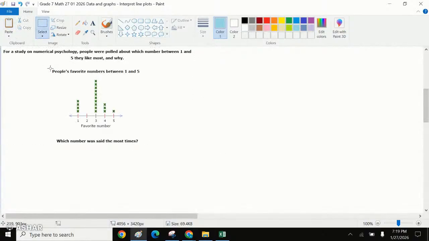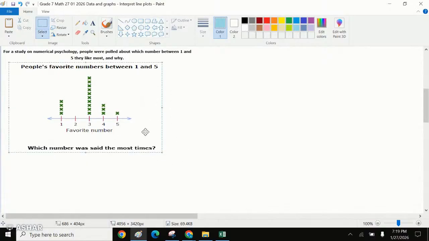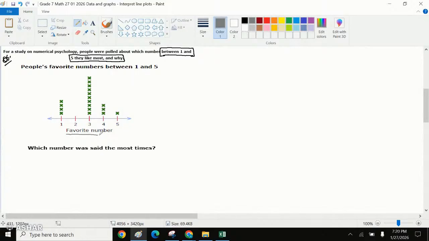And the question says, for a study on numerical psychology, people were asked about which number between 1 and 5 they like the most and why. Okay, so the people are just trying to choose the favorite number. So what are the categories for the favorite number? Between 1 and 5, right? So 1 could be their number, 2, 3, 4, and 5, right?